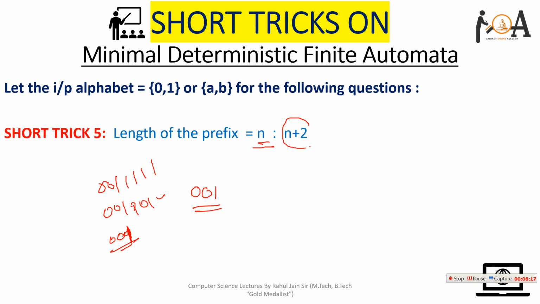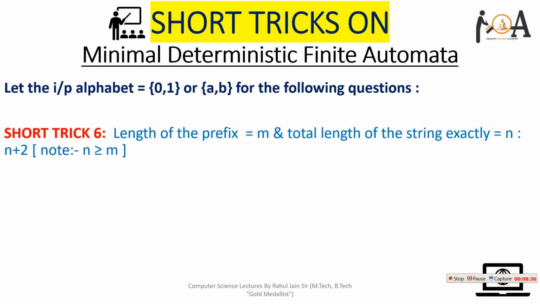Directly use the shortcut trick, n plus 2. So 0, 0, 1 consists of 3 symbols, 3 plus 2, that is you will require 5 states. In such a case, just count the number of symbols in the prefix and add 2. I hope it is clear to you.